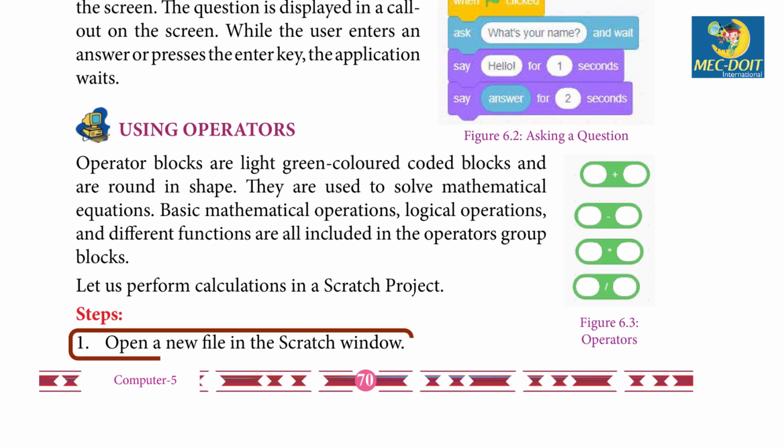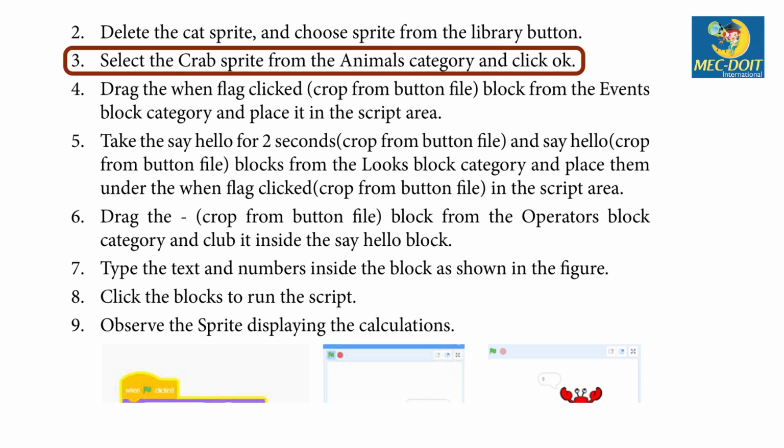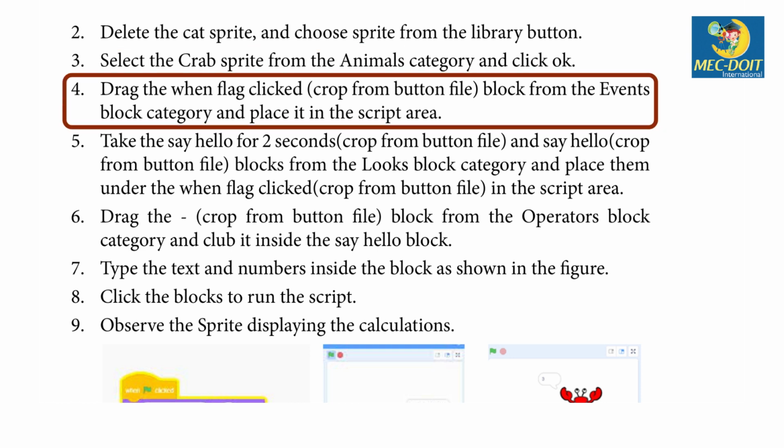Steps 1. Open a new file in the Scratch window. 2. Delete the cat sprite and choose a sprite from the Choose a Sprite library button. 3. Select the crab sprite from the animals category and click OK. 4. Drag the when flag clicked block from the events block category and place it in the script area.